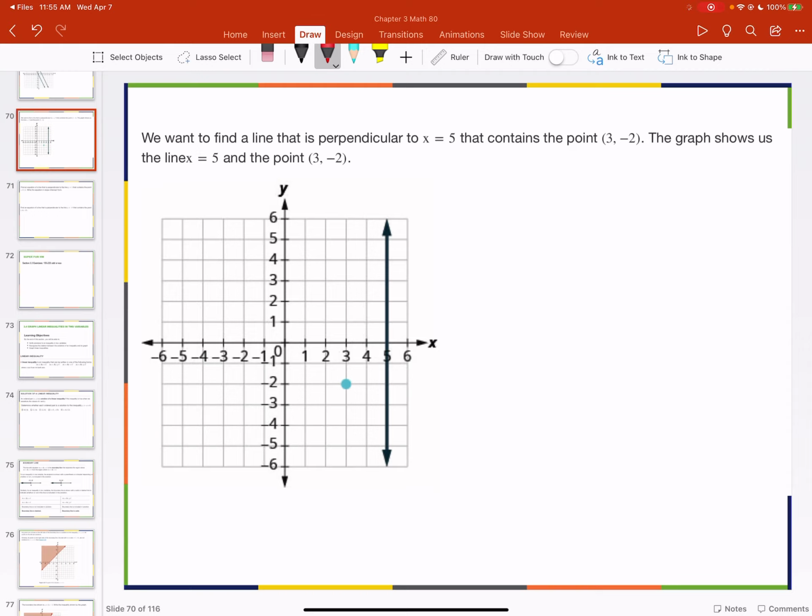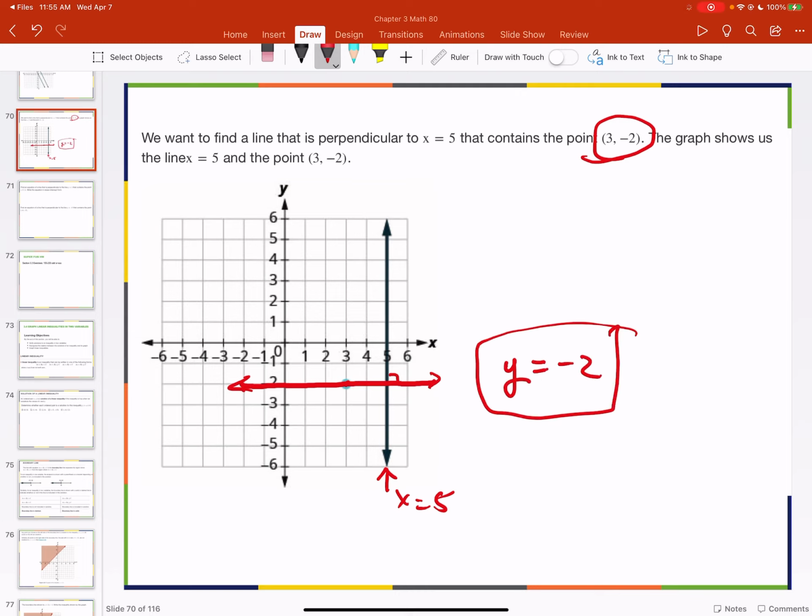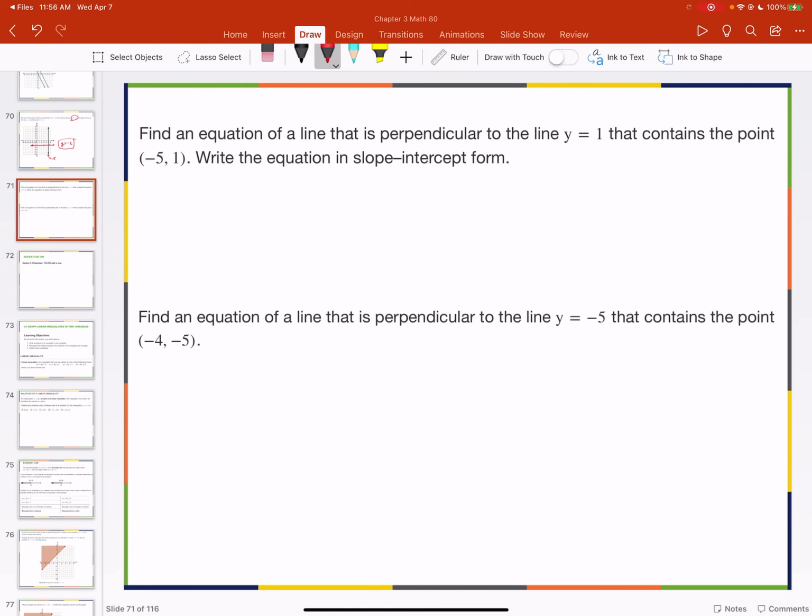So let's say we want a line that's perpendicular to the line x equals 5, and we want it to contain the point (3, -2). We're going to draw the line so you can see it. It's going to be a horizontal line going this way, so the equation for that is just y equals -2, and that's it. Now find the equation of a line that is perpendicular to the line y equals 1. We know it's going to be x equals something, and it has to contain the point (-5, 1), so x is equal to -5.